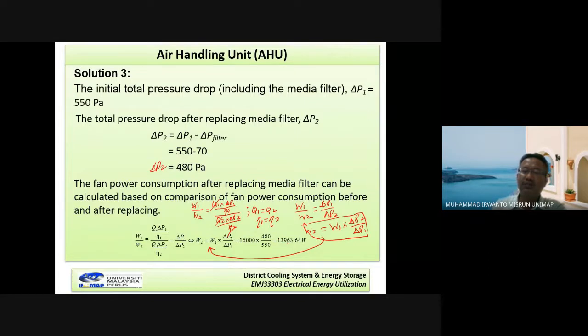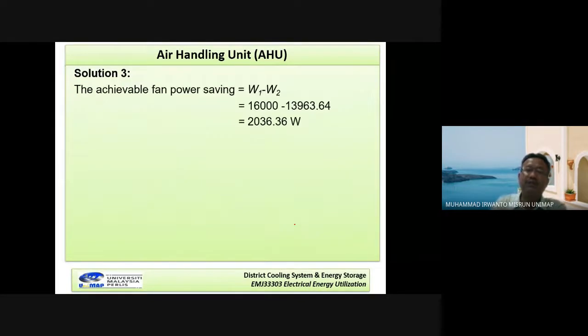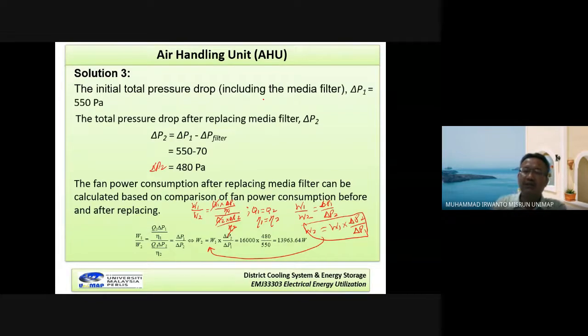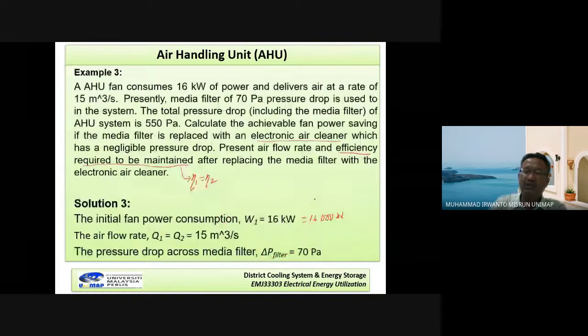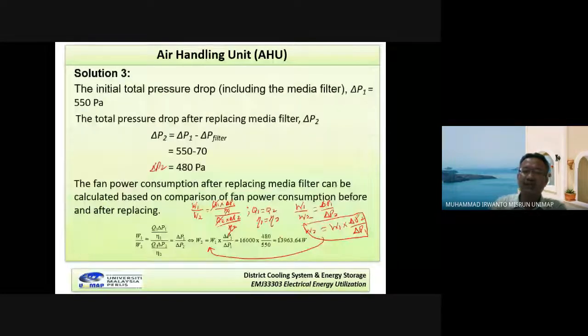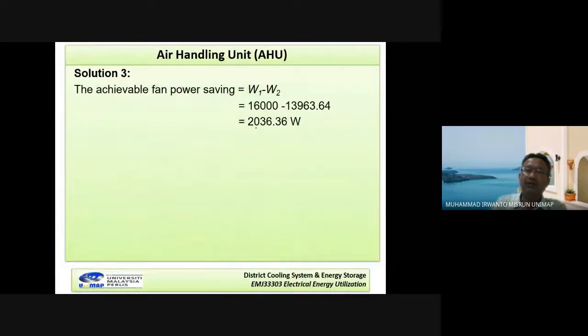Now the input power that can be saved is given by W1 minus W2. So W1 before is 16,000 minus 13,963.64. Now the value of the input power that can be saved is 1,036.36 watt. Okay? Yeah, this one.